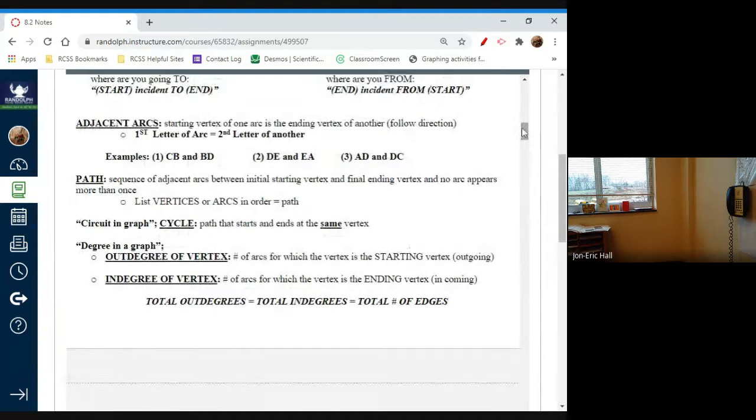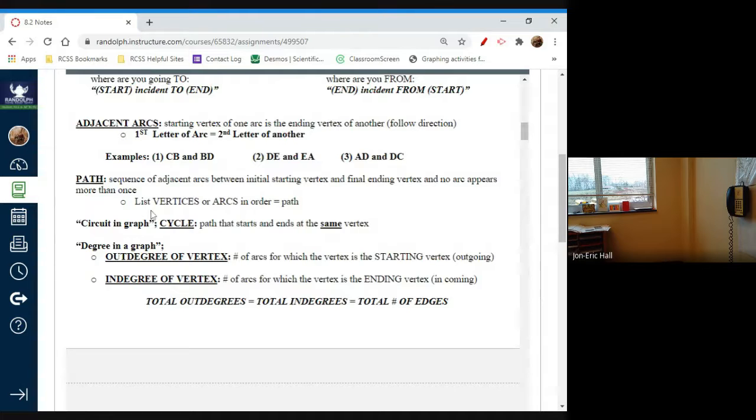Just like what we had for a path from before. A list of vertices or arcs in order equals the path. I would put them in arcs just because it's nice to see that, but you could put them as vertices. Either way is accepted. You should be able to determine between the two.